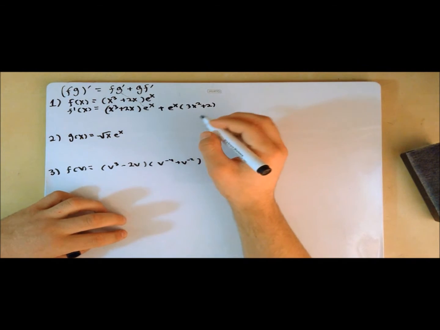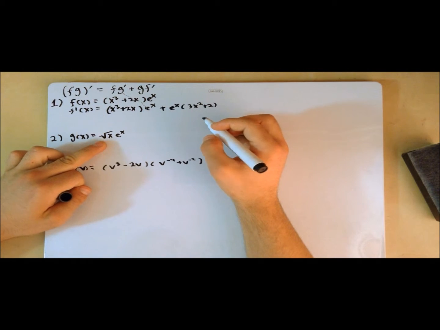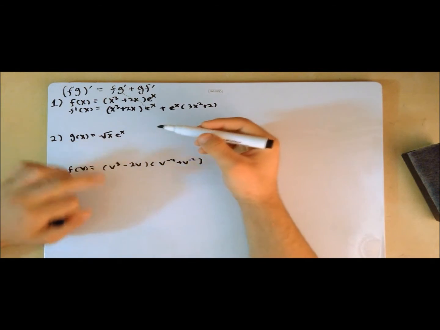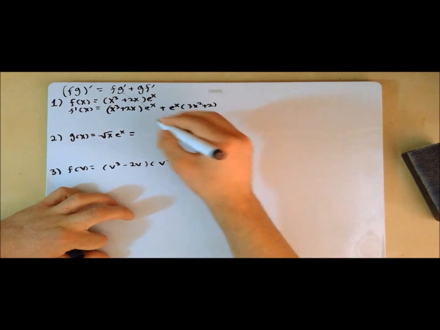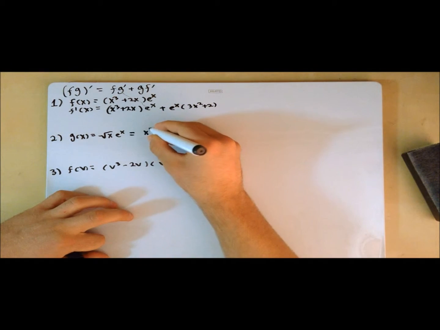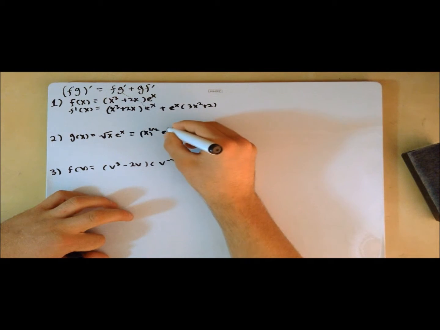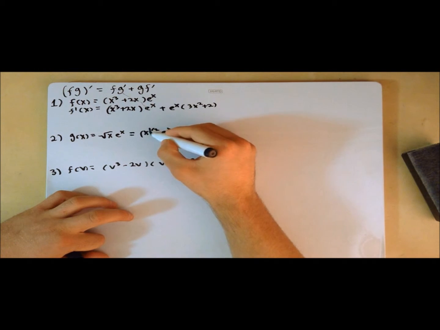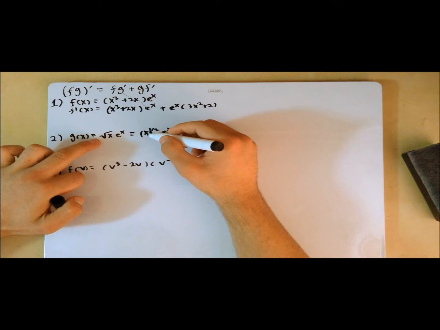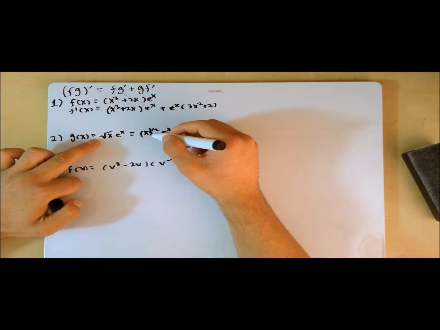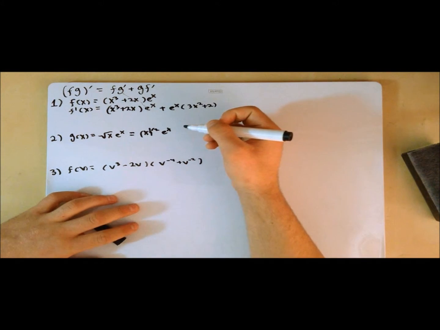Moving on to example 2, we have a radical, the square root of x times e to the x. Now what you want to do when you have a radical, most of the time, not always, is say that it is x to the 1/2 times e to the x. So what you do is you simply change the form, you don't change the value. The square root of x is the same thing as x to the 1/2. So that's how I'm going to write it.